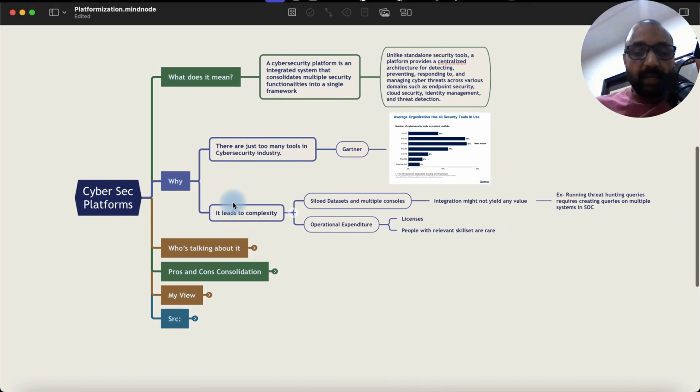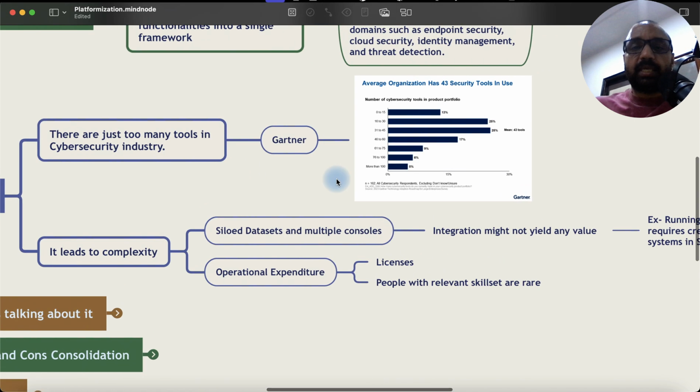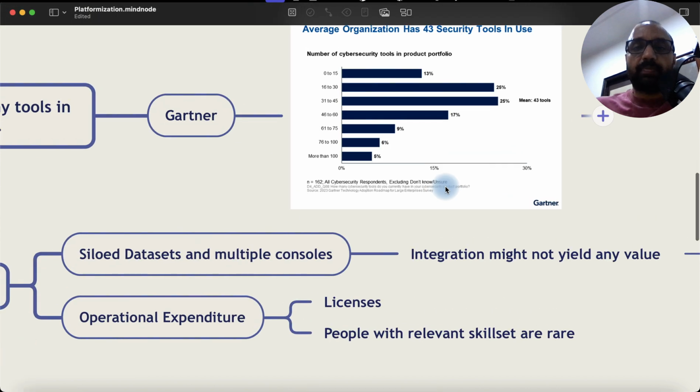Now, why is everyone talking about it? The word platform is not new. It's been there from the beginning, ever since large companies started acquiring other companies to give coverage for more enterprise security use cases. The word platform has been overused. What has happened over decades is, to solve a particular problem, a new product or a new company will come, and it led to the sprawl of multiple security tools in any company. As per Gartner, on average, an organization has over 43 tools in use.